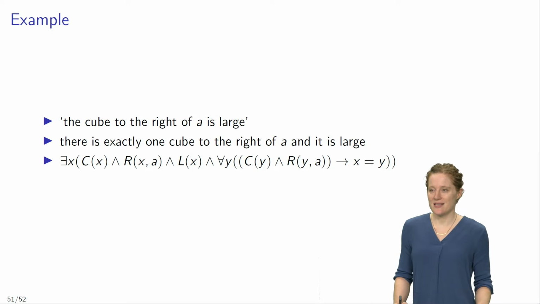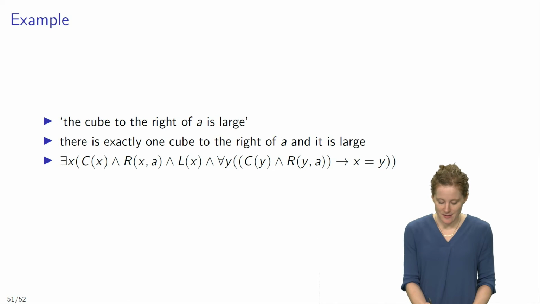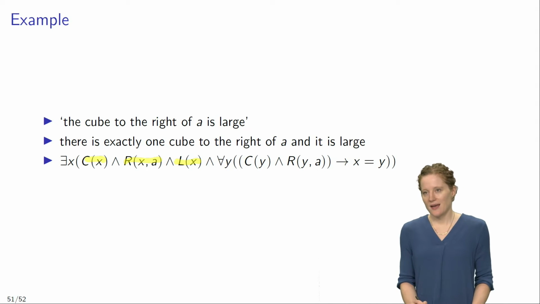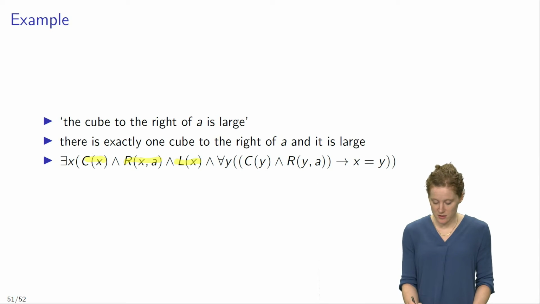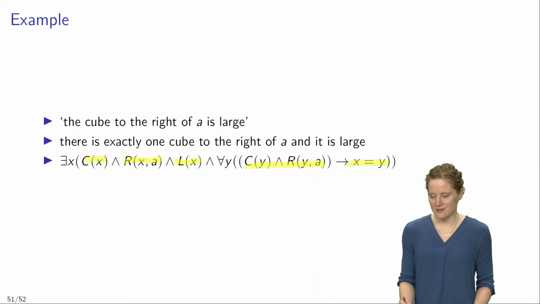Now we can symbolize that in FOL as follows. There is an x such that Cx and Rxa and Lx, and for all y, if Cy and Rya, then x equals y. So what have we done here? In the first part of the sentence we say that there is a cube, this cube is to the right of A, and it is large. And for any other object, if it is also a cube and to the right of A, then this object is identical to x.